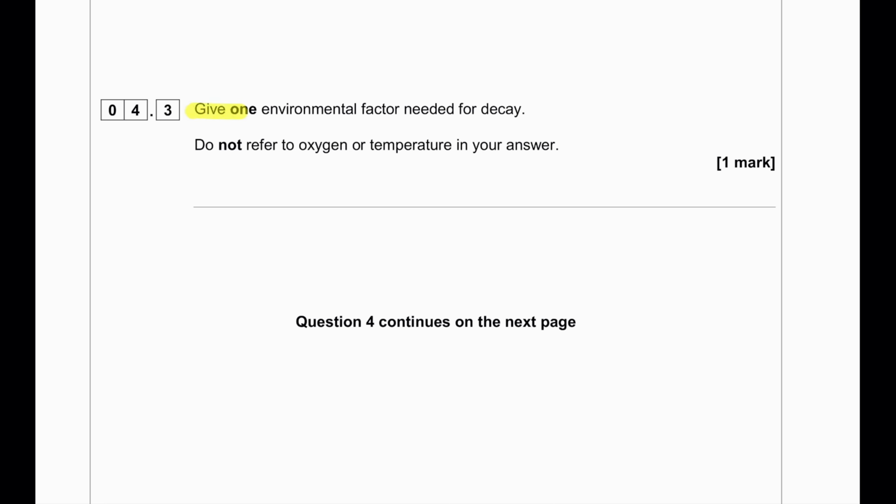Give one environmental factor that is needed for decay. Do not refer to oxygen or temperature in your answer. So we know that decay is a kind of reaction where mainly hydrolysis takes place, meaning large molecules are broken down to simpler molecules. So definitely water will also be needed. Without water, decay cannot take place. That's why, to prevent food materials from decaying, we generally dehydrate them.